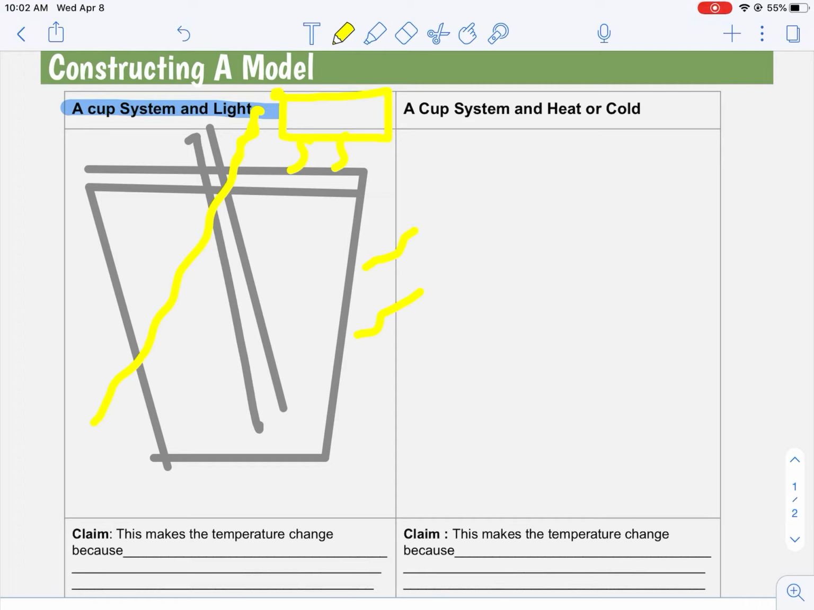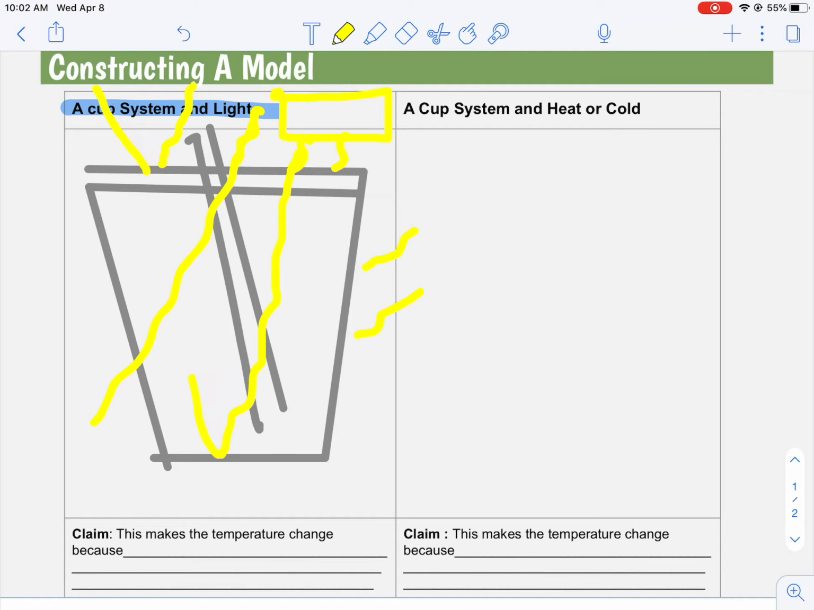Or would the light travel to the cup and then bounce off? One other thing that might happen, or would the light go through the cup and then maybe bounce off the inside layer of the plastic and kind of get trapped in the cup? So the first thing I want you to think about in your model is, what is the light going to do? Is it going to pass straight through the cup? Is it going to hit the cup and reflect off? Or is it going to pass through the cup and kind of get trapped because of the plastic?